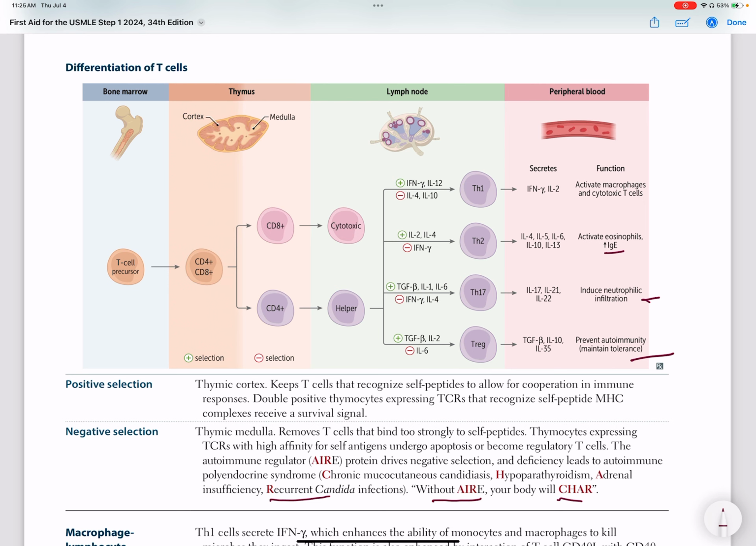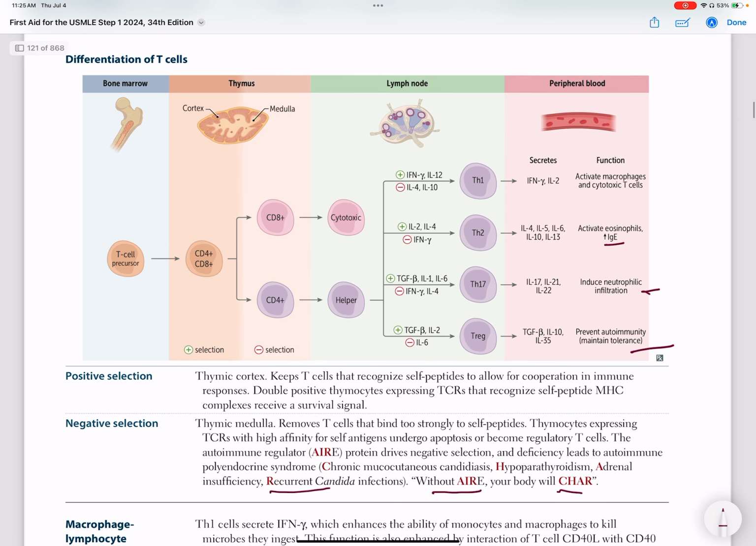Differentiation of the T cells. Bone marrow, thymus, lymph node, and peripheral blood. So, starting from bone marrow, we have T cell precursor. In the thymus, it is CD4 positive and CD8 positive. So, positive selection. CD8 positive becomes cytotoxic, CD4 becomes helper. Negative selection: positive in the cortex and negative in the medulla.